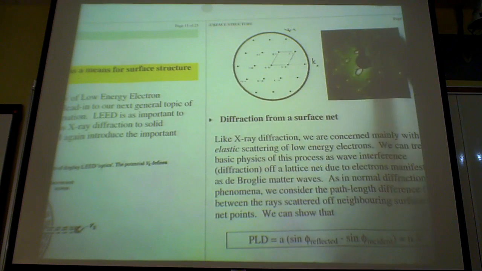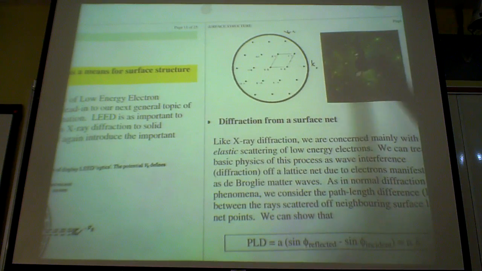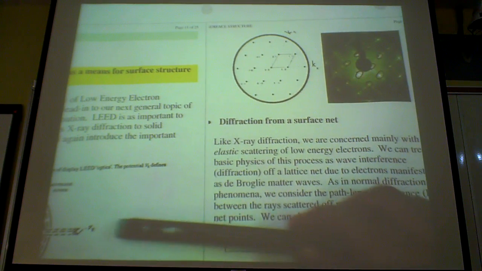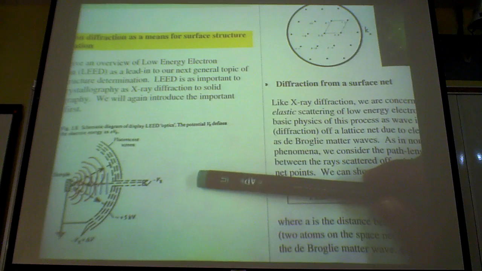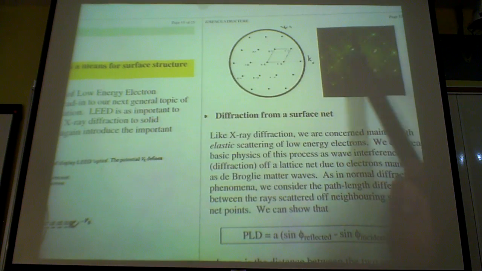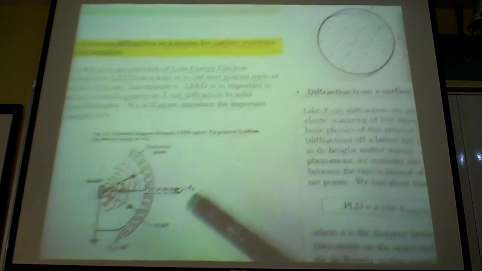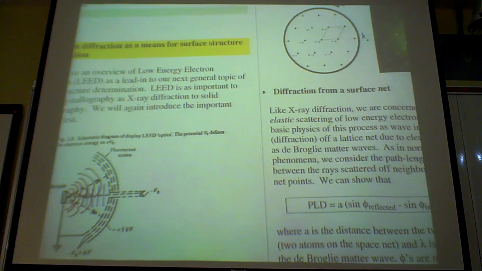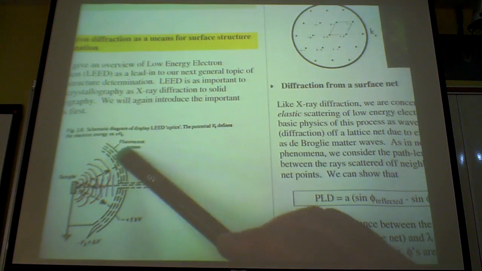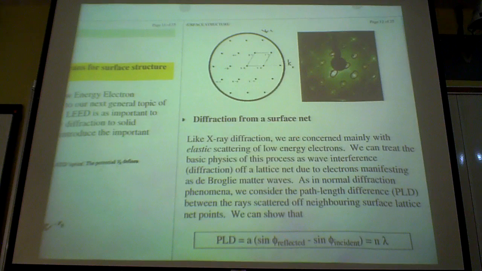You look down from your window, so your eye looks this way, and you see the back side of the electron gun, and then you see the diffraction pattern on the phosphor screen, like this. And this looks something like that.